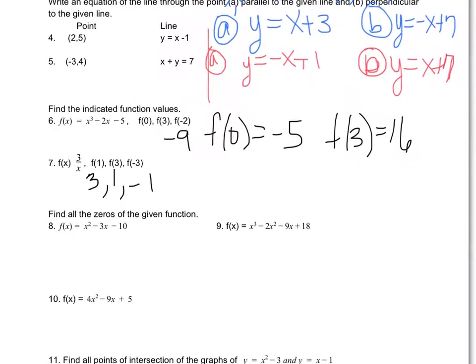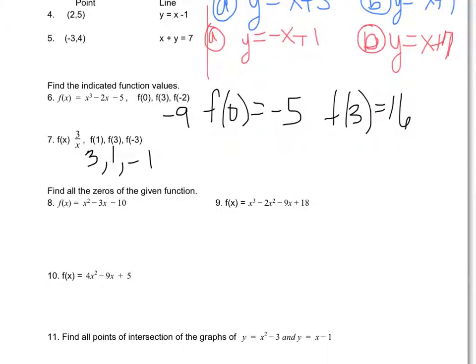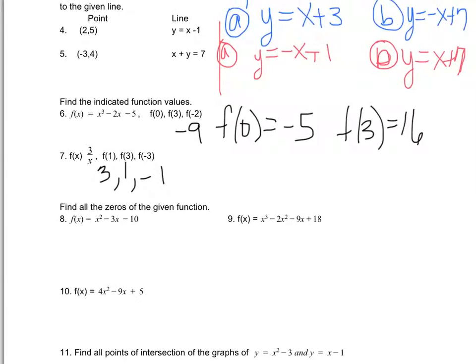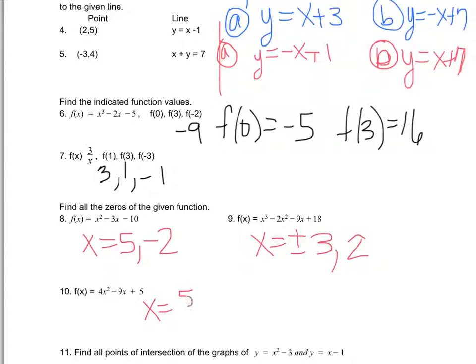Number 8 and 9, and 10, you're looking for the zeros. So you need to either use quadratic formula, you need to factor, or when you have 4 terms, you can group. So number 8, my zeros are x equals 5 and negative 2. For 9, my zeros are x equals plus and minus 3 and 2. And then for number 10, I'd use the quadratic formula, and x equals 5/4 or 1.25 and 1.